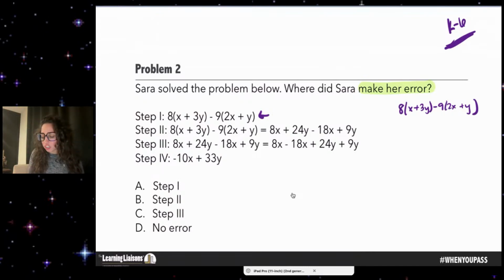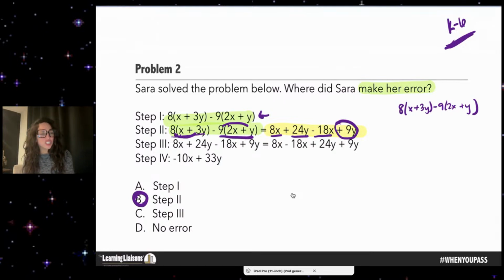So, step number 2, they took the original problem from here, and then they did something with it. So, it looks like they multiplied the 8 and the negative 9 through the parentheses. 8 times x is 8x. 8 times 3y is positive 24y. Negative 9 times 2x is negative 18x. And negative 9 times positive y is negative 9y. There's the error right there. So she made her error in step 2.